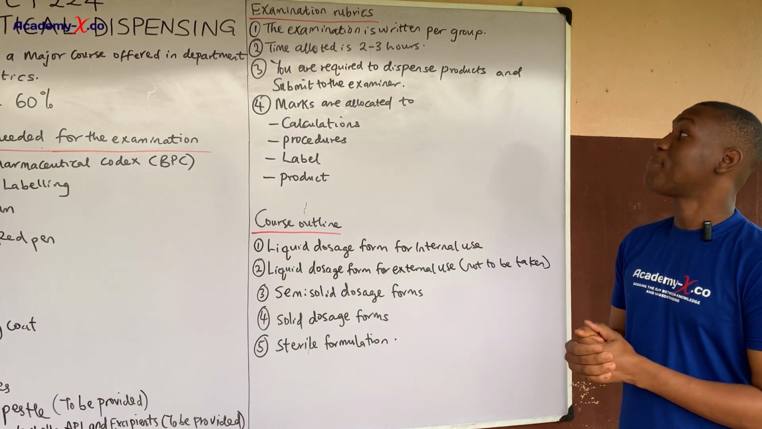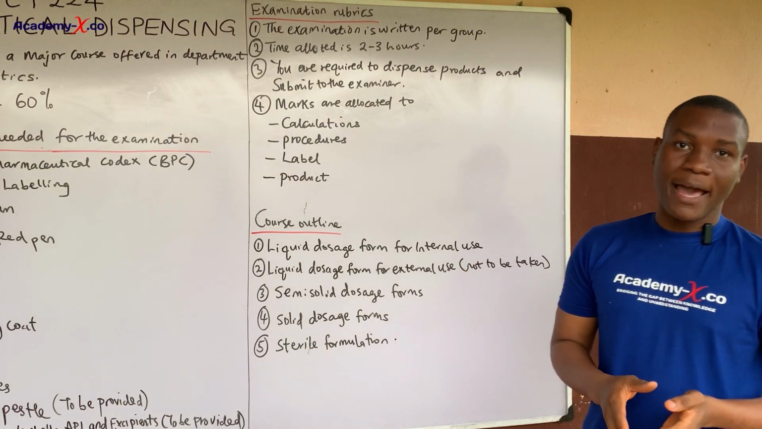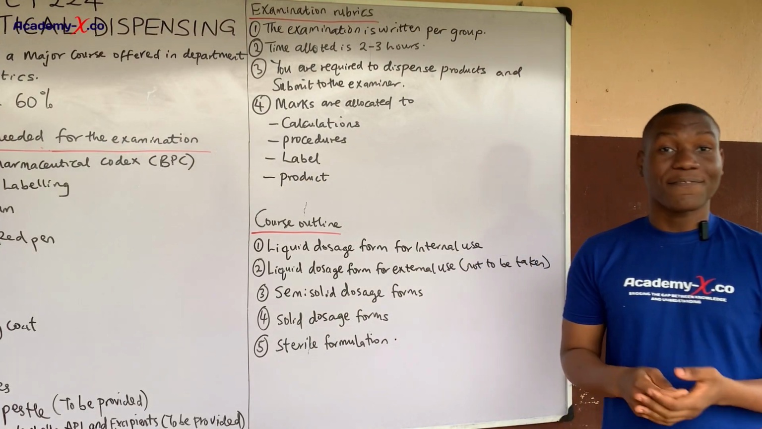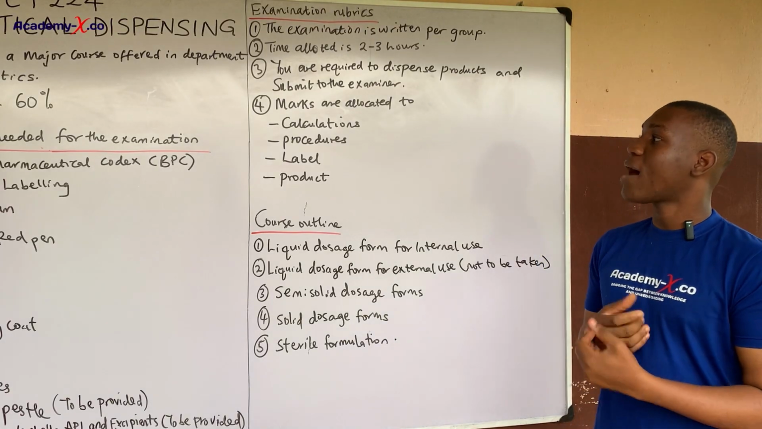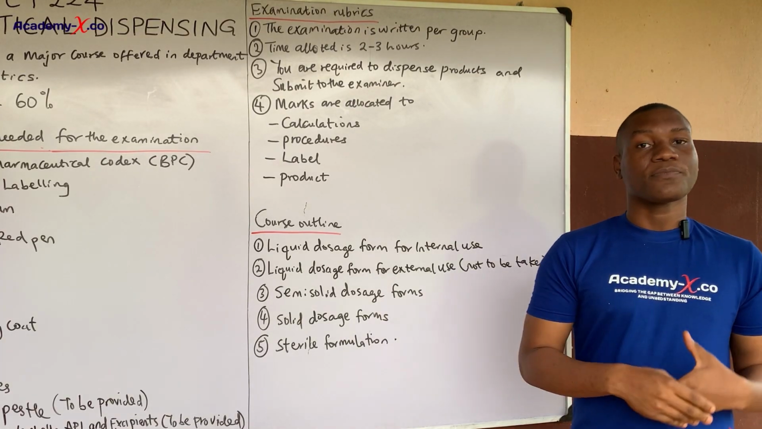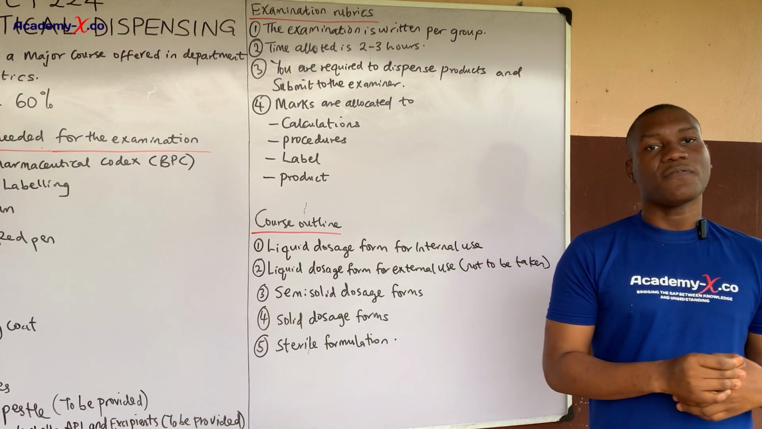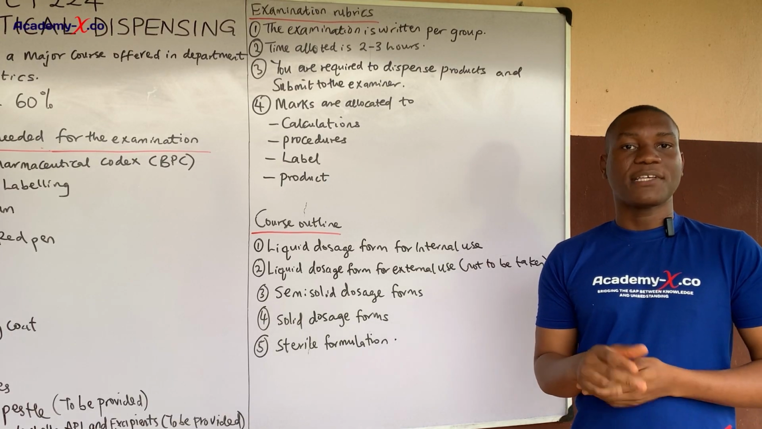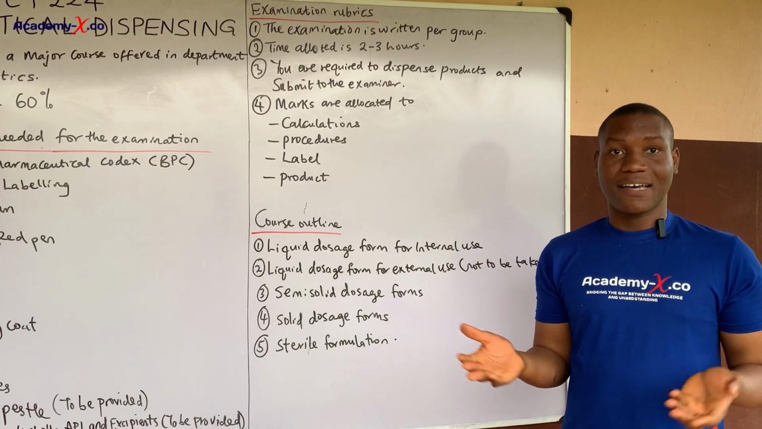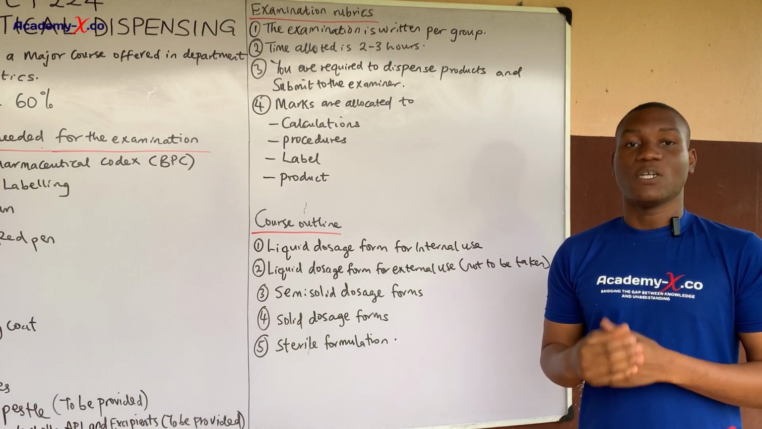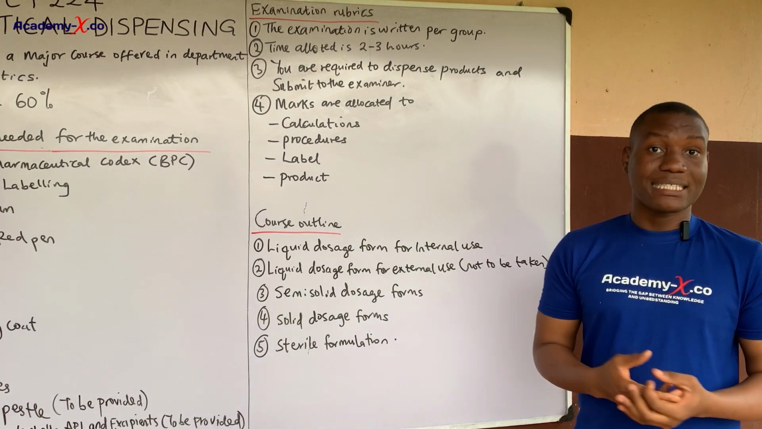You are required to dispense products and submit to the examiner. This is a real life experience whereby you dispense your products yourself and submit to the examiner. Now the marks allotted are for calculation. Calculation has a particular mark because you must calculate amounts of ingredients you are going to use. Sometimes you can reduce a master formula, sometimes you can enlarge a master formula. So you have to provide the working formula you use to prepare your preparation. So it has its own mark.